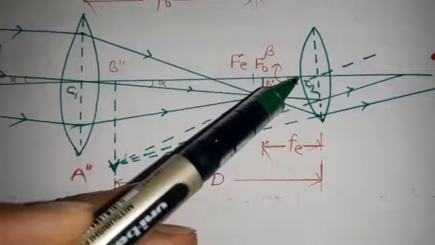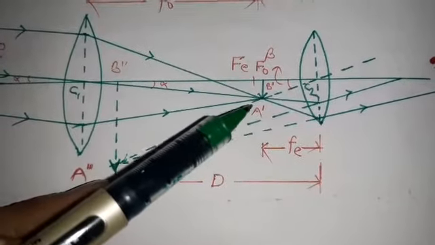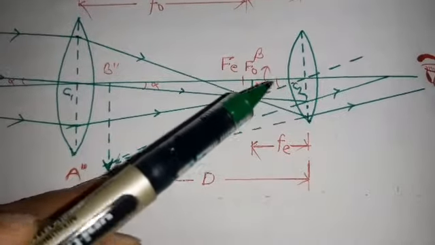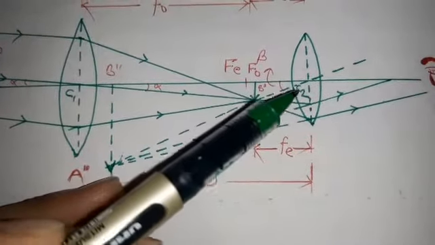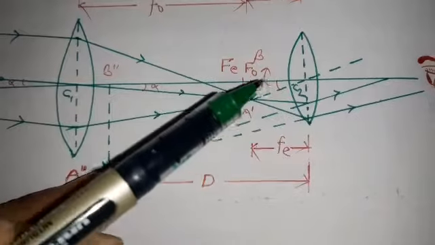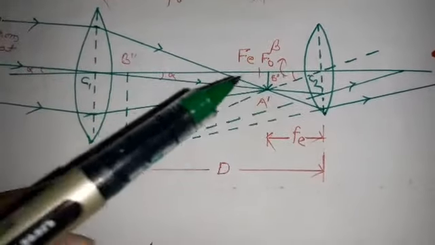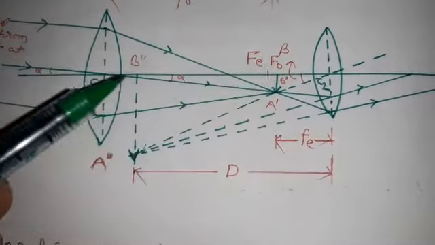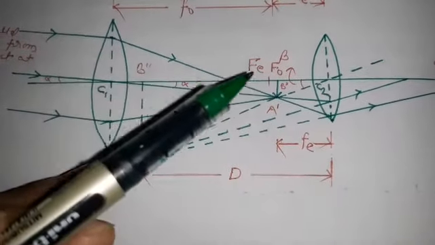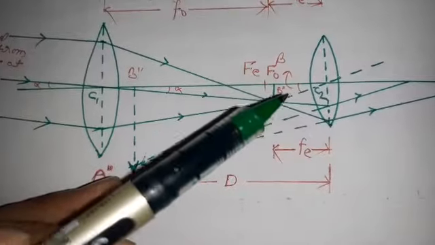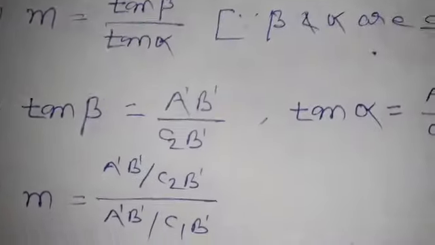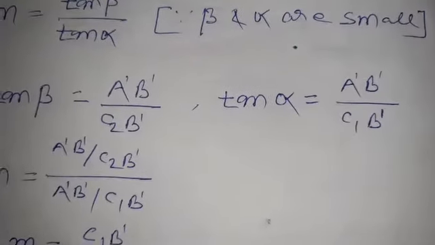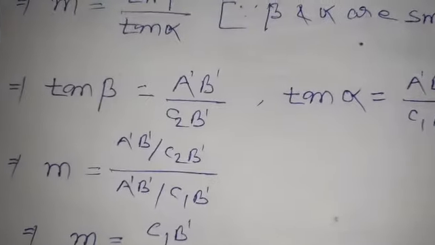What is the value of tan beta? Perpendicular upon base. So what is your perpendicular? A dash b dash is your perpendicular, and c2 b dash is your base. Again in this triangle, a dash b dash will be your perpendicular and c1 b dash your base. So here we have tan beta equals a dash b dash upon c2 b dash, and tan alpha equals a dash b dash upon c1 b dash.